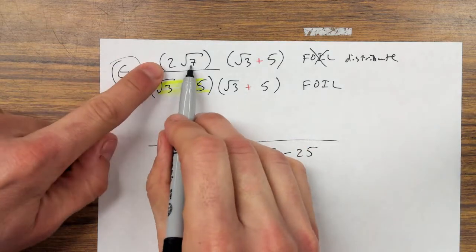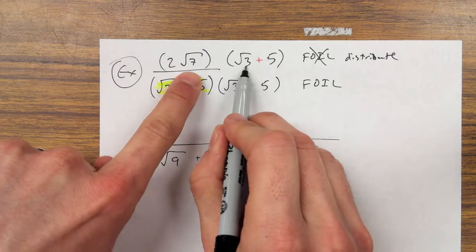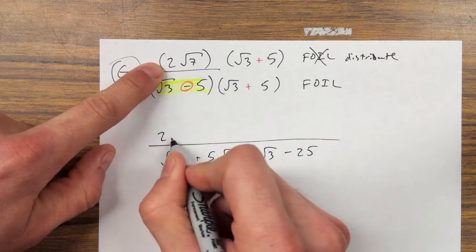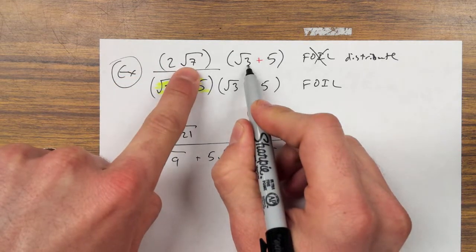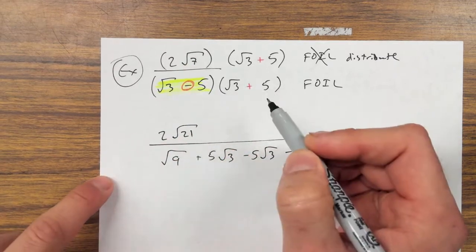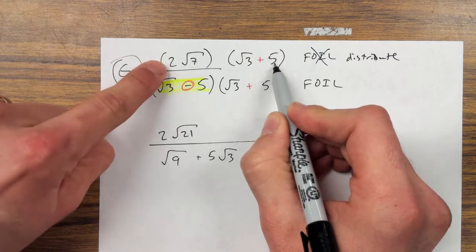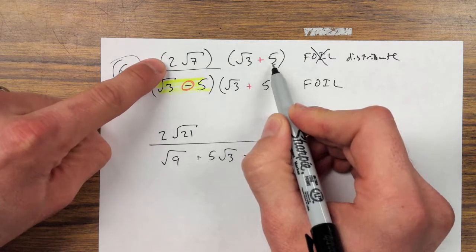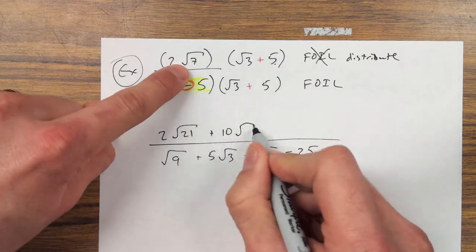So 2 square root 7 times square root 3. The inside numbers are allowed to make a square root 21, and the outside number 2 has to stay a 2. So 7 times 3 is 21, so square root 7 times square root 3 is square root 21. And then when we distribute it onto the other one, 5 is outside, so 2 is outside, making a 10. Plus 10, keep the 7 inside.